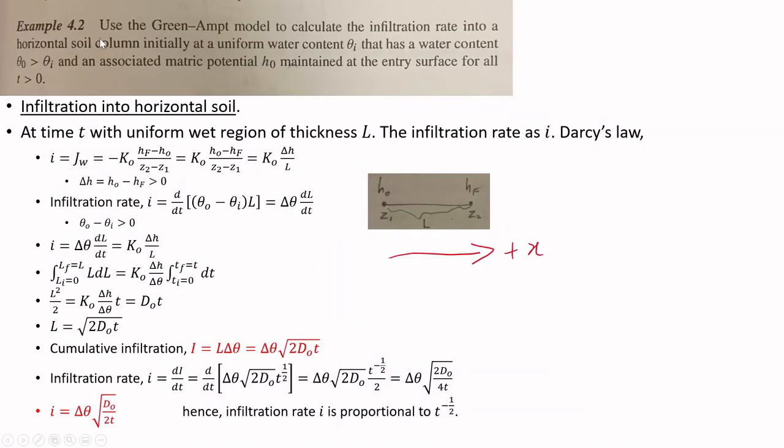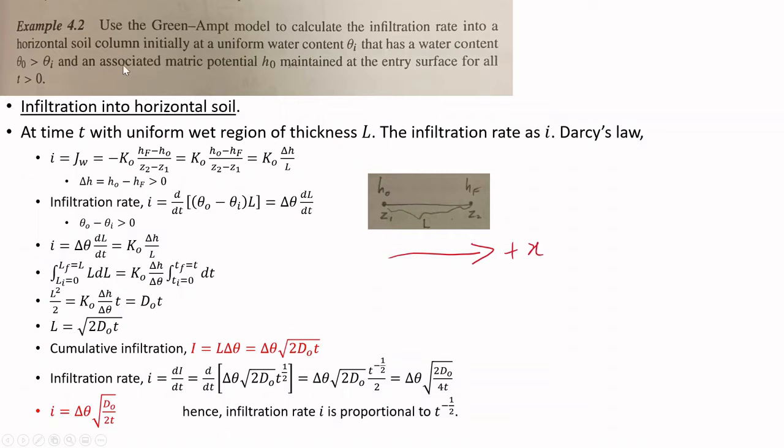Right. Now let us look at example 4.2. Example 4.2 uses the Green-Ampt model to calculate the infiltration rate into a horizontal soil column. The soil column is horizontal, initially at a uniform water content theta I. So initially the water content in the soil is theta I, and the water entering has a water content theta naught, greater than theta I. So the water infiltrates into the horizontal soil column.